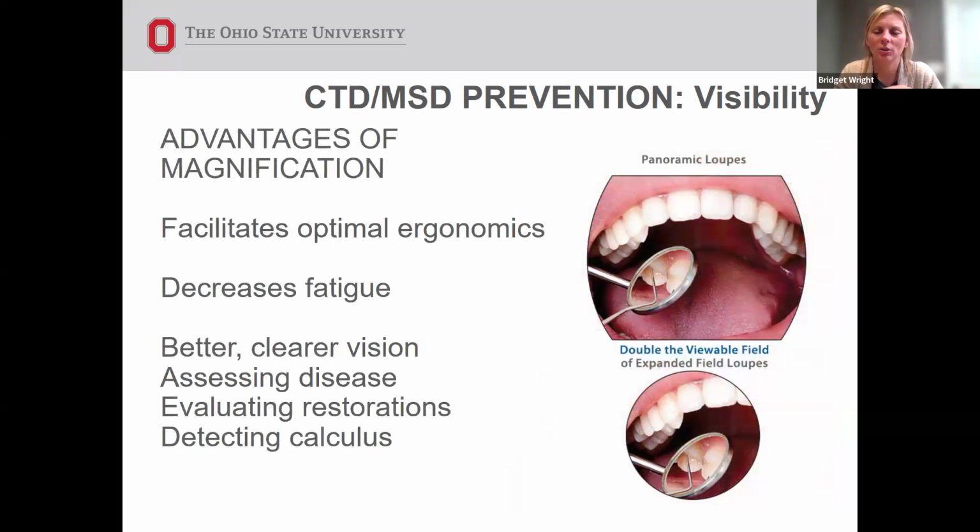The benefits of getting magnification include that it definitely facilitates better ergonomics, of course, because you don't have to lean in to be able to see better. It decreases the fatigue in your eyes specifically. If you don't have magnification and you're trying to see, you might be squinting and straining your eyes, and this helps to prevent that. And then you have a better, clearer, crisper view of what's going on orally so that you can potentially treat your patients better.